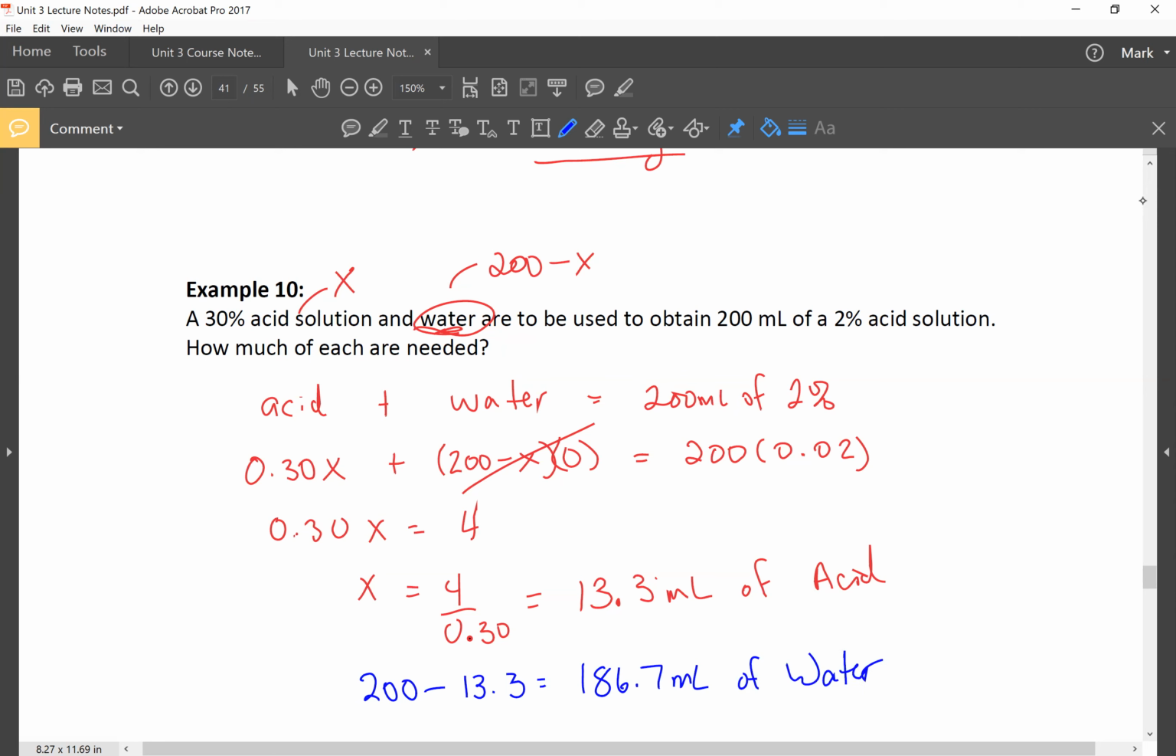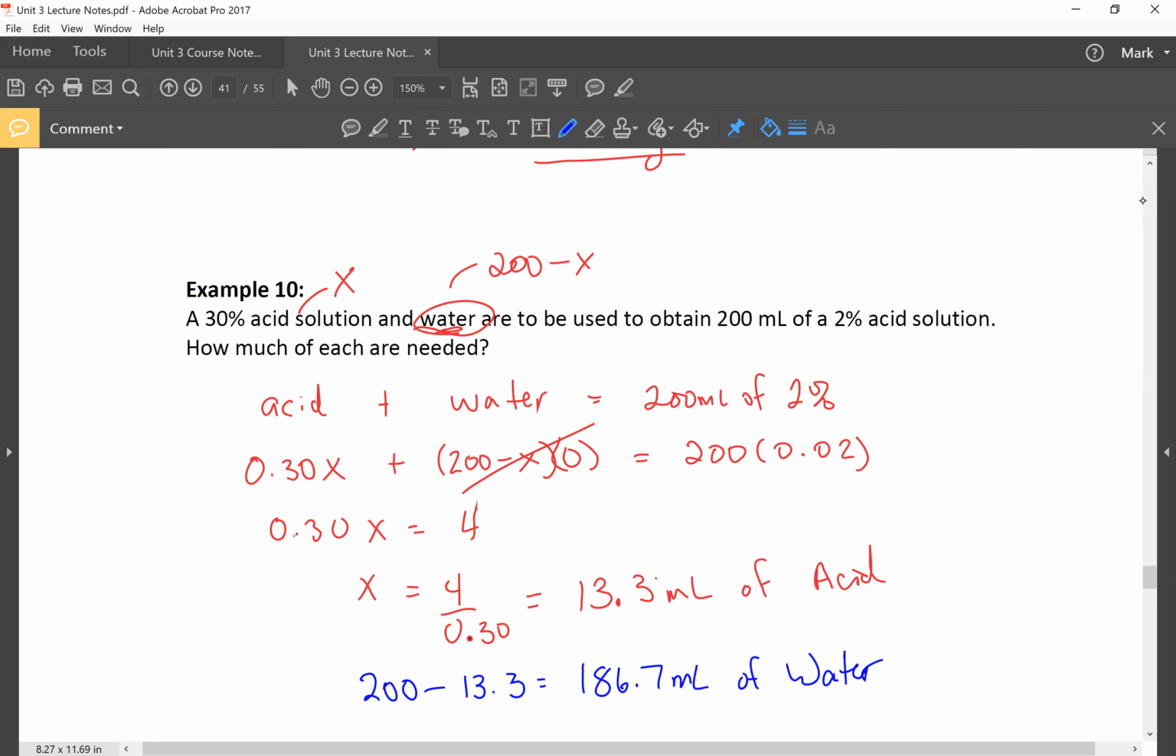There we go. So, and again, think of your numbers. Think to see if they make sense. And I'm not asking you to know this perfectly, but if I was going to take 30% acid and reduce it to 2% acid, I would only need a little bit, right? So I'm going to need about 13, 14 milliliters of the acid mixed with the remaining amount of water, 186.7 mils of water. And that gives me my answer. And the answer makes sense.